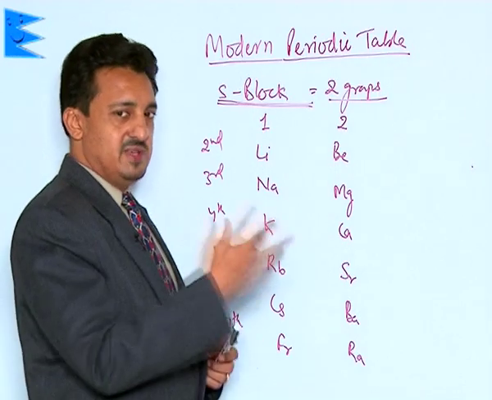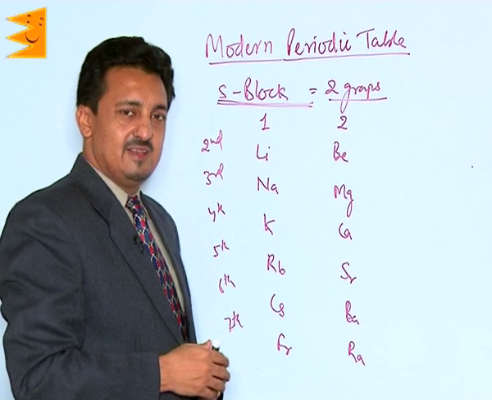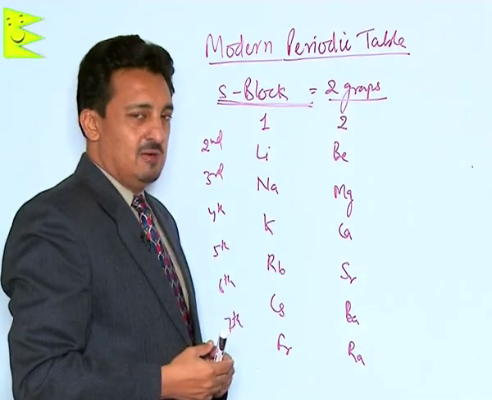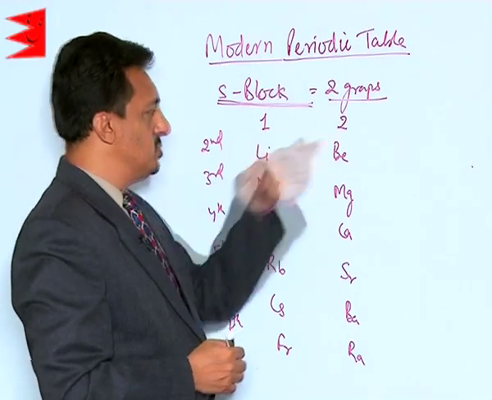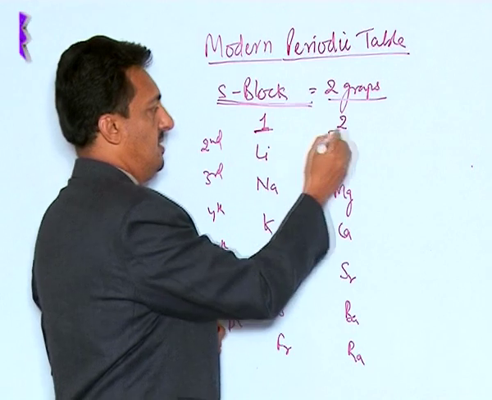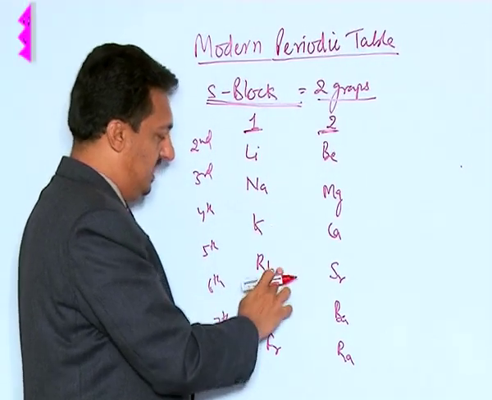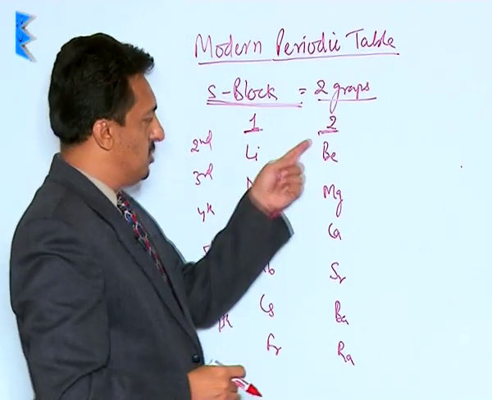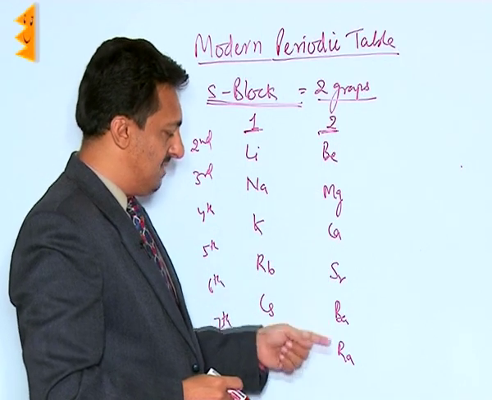Let us start with the first block, which is S block, which is lying on the extreme left hand side, and it has two groups because S suborbit can accommodate 2 electrons. It has group number 1 and 2. Now group 1 includes lithium, sodium, potassium, rubidium, cesium and francium, whereas group 2 includes beryllium, magnesium, calcium, strontium, barium and radium.